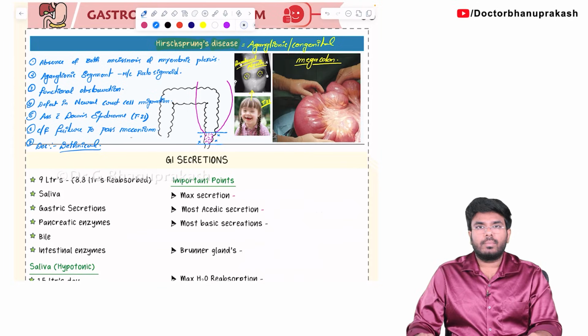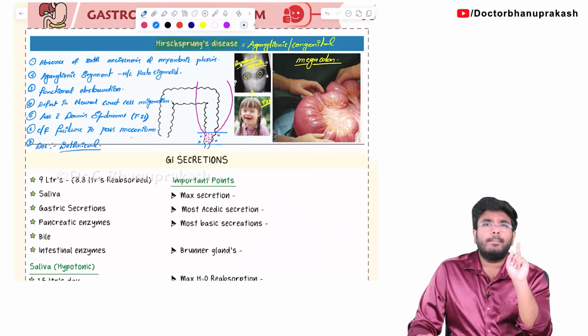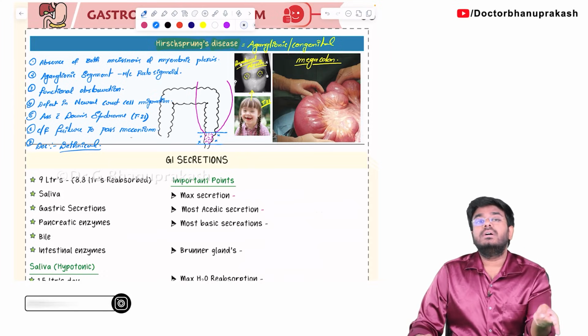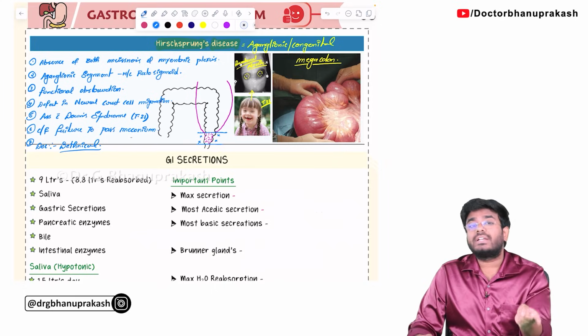So with this, what have we completed? We have completed the basics: what are the different layers of the GIT, what are Meissner's plexus and Auerbach's plexus, and what happens if Meissner's plexus and Auerbach's plexus are not developed. That's Hirschsprung disease.